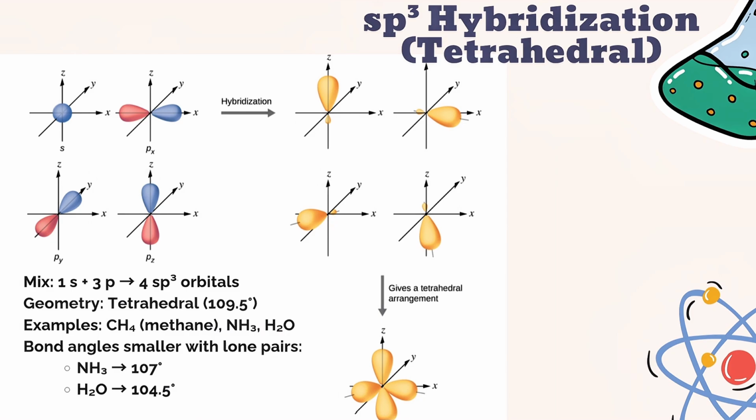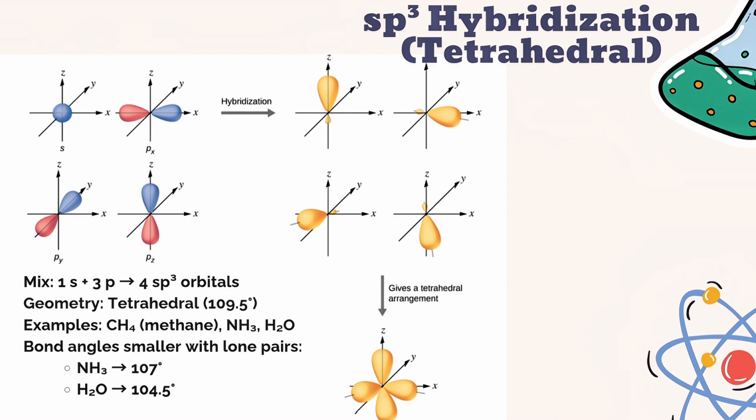Mix one s plus three p to give four sp3 orbitals. Geometry: tetrahedral, 109.5 degrees. Examples: CH4, or methane, NH3, and H2O. Bond angles are smaller with lone pairs. NH3 is about 107 degrees and H2O is about 104.5 degrees.